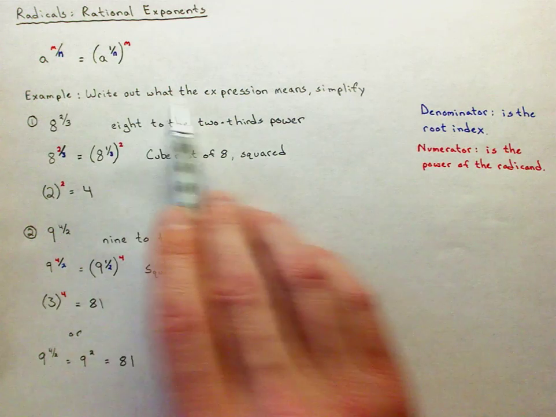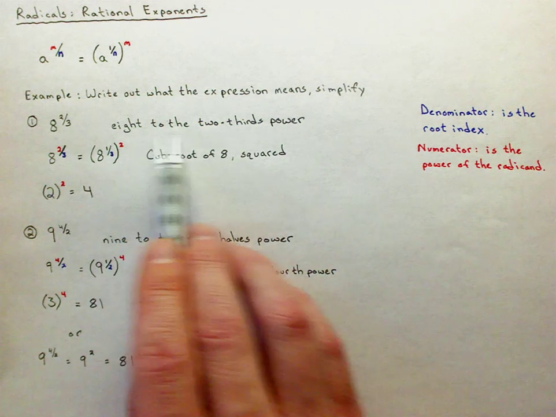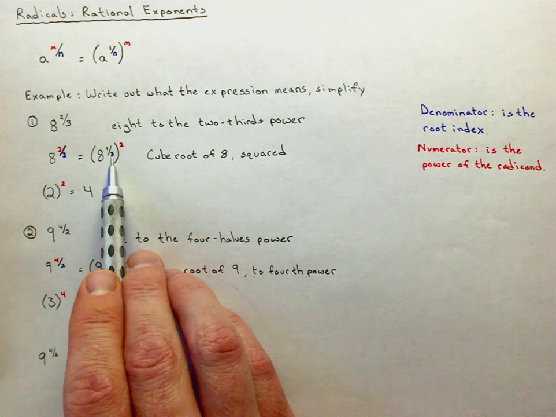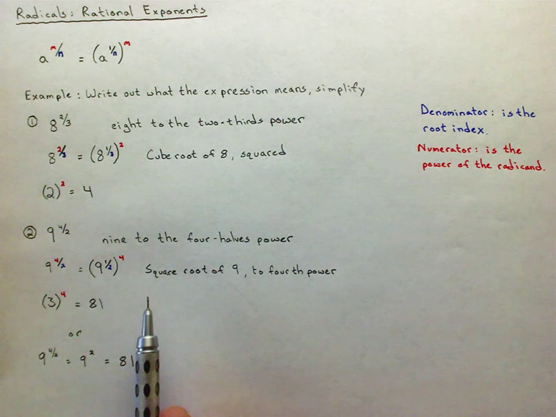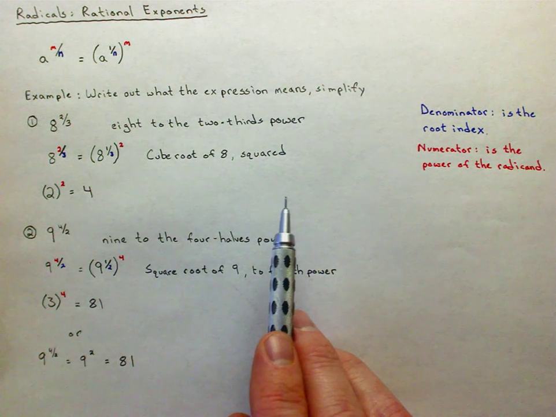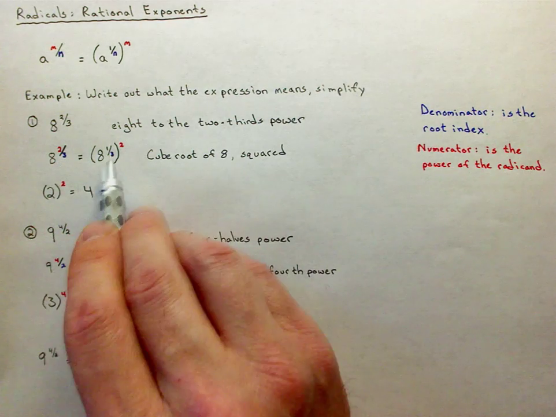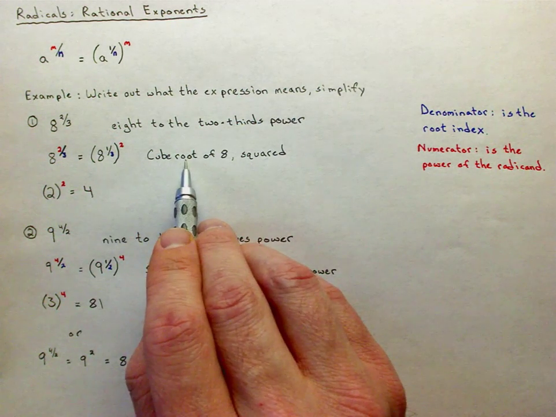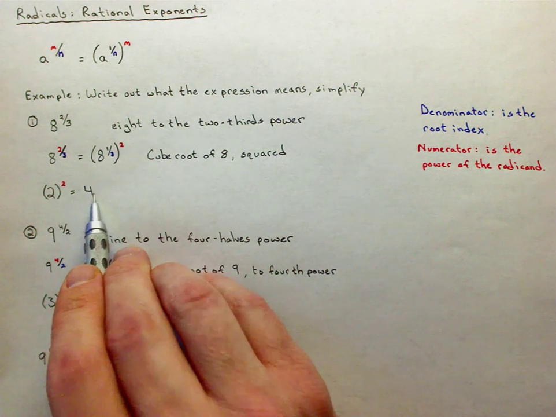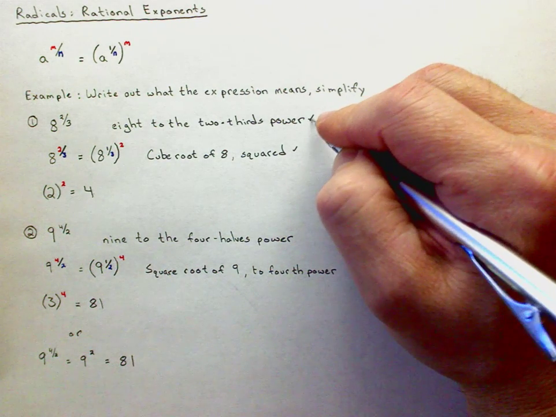So example, write out what the expression means and simplify. This expression is 8 to the 2/3 power. I'm going to rewrite that as 8 to the 1/3 power, squared. And this helps me visually see what I'm supposed to do. 8 to the 1/3 power is the cube root of 8, and then squared. Remember, the 1/3 power is the same as the cube root. The cube root of 8 is 2. So therefore I'm left with 2 squared. 2 squared is 4. This is a very good way to help you visualize the problem.